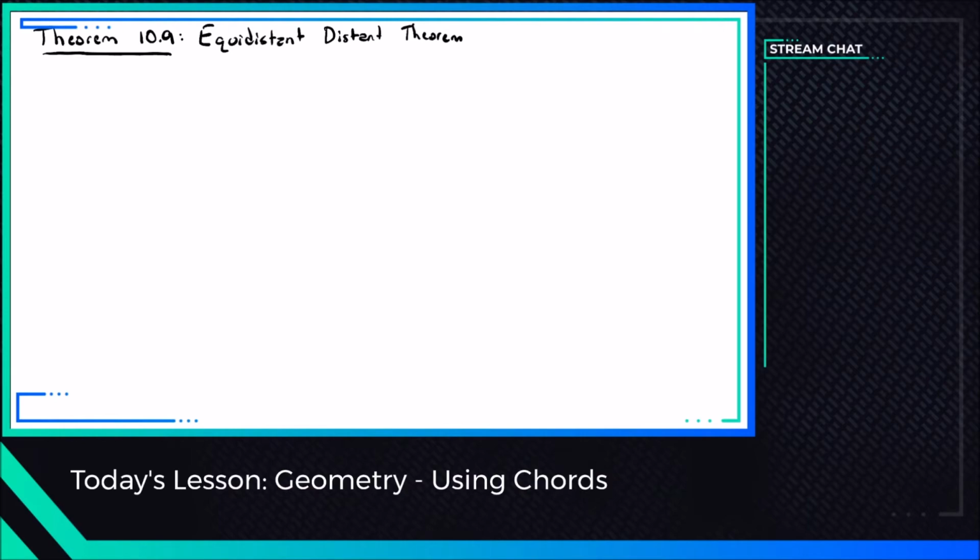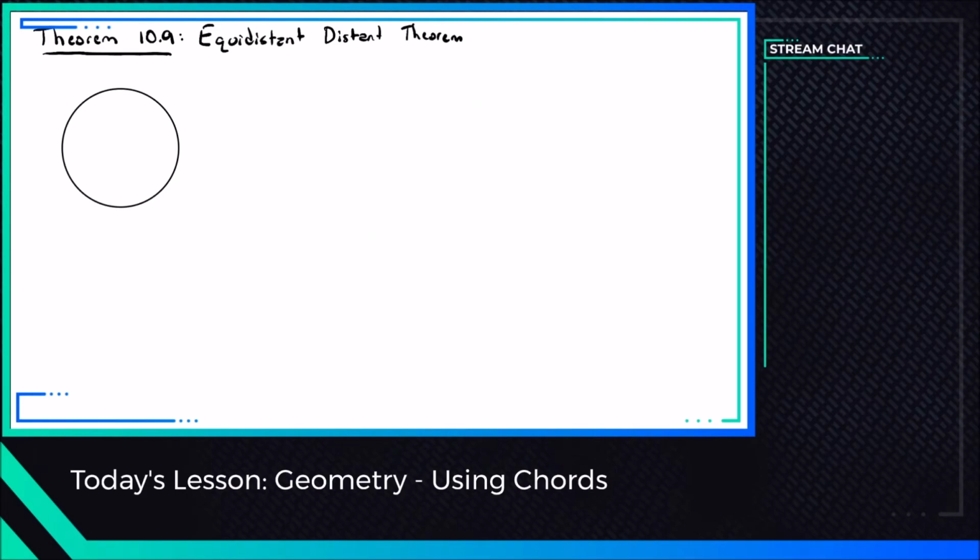I'm almost confident that this is not called the equidistant theorem. I'm sure I wrote it down wrong, but that's what's in my notes, so we're going to roll with it. It says that two chords are congruent if and only if they're equidistant from the center of the circle.